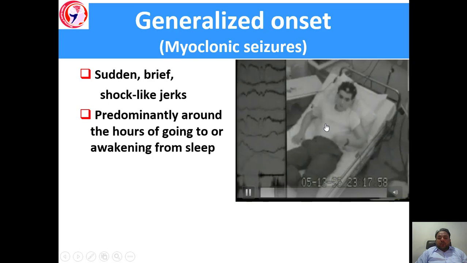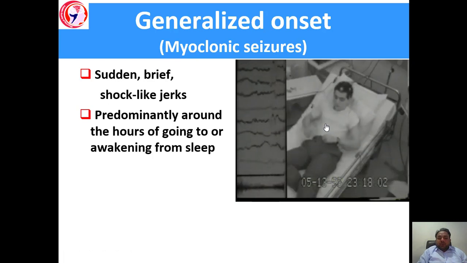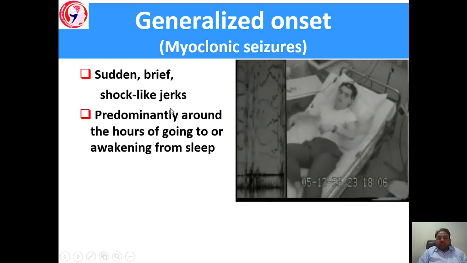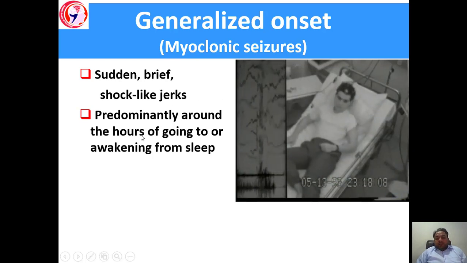This is an example of myoclonic seizure, which is a type of generalized onset seizure. Here you can see a few brief shock-like jerks. Myoclonic epilepsy usually occurs in the morning.